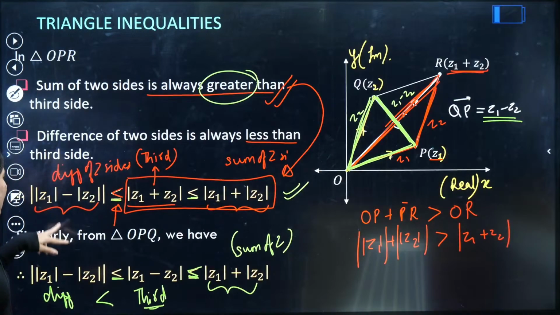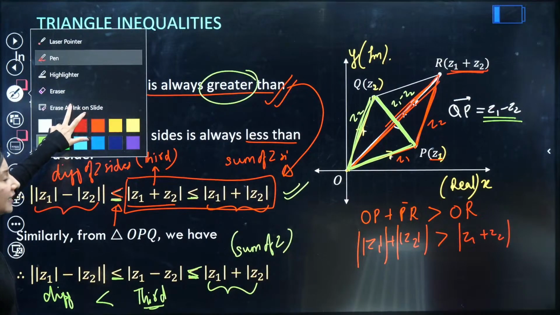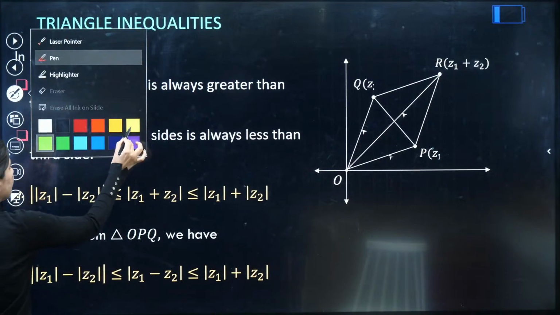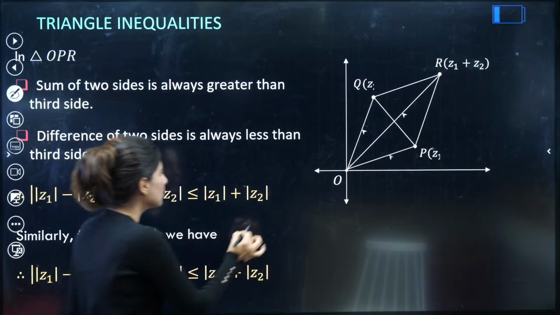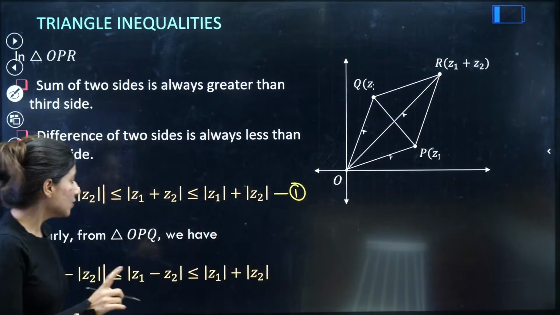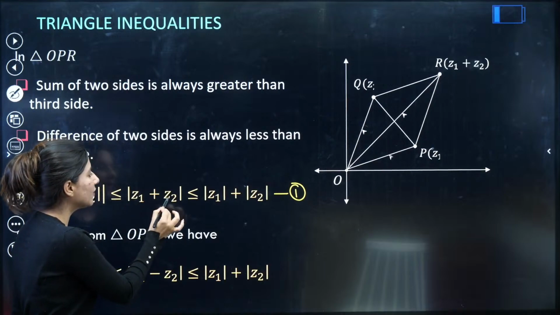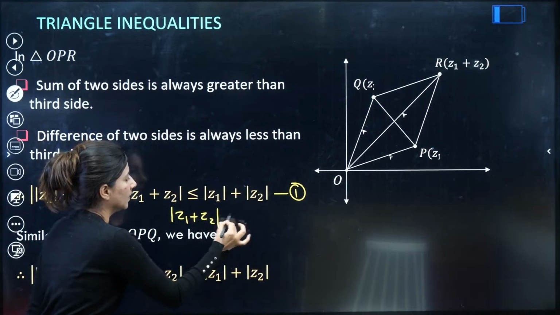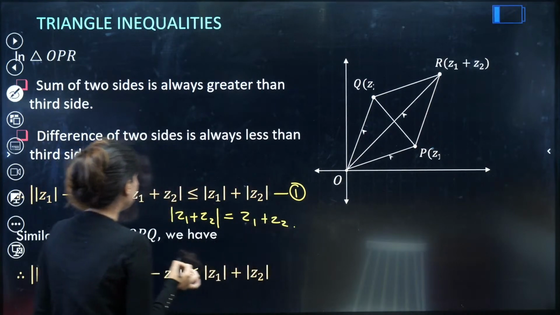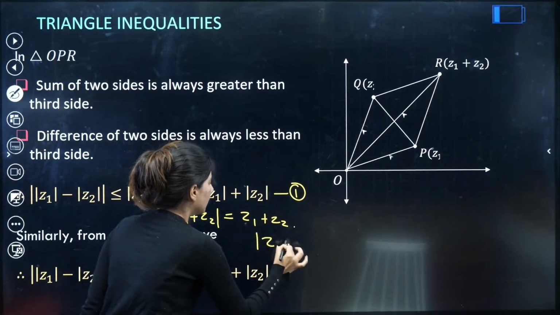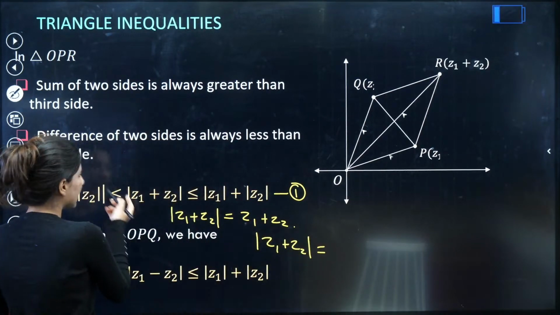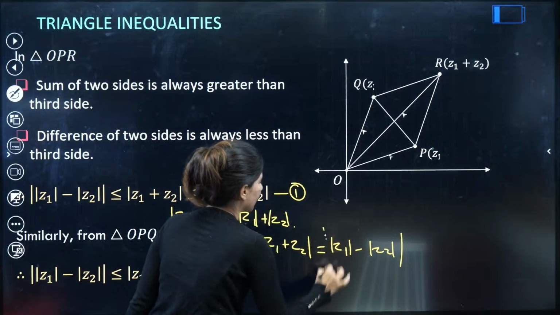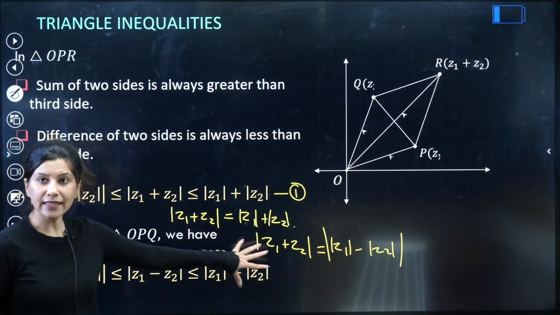Now let me delete all the markings over here. So basically, let us only talk about the first inequality right now. There are two equalities, right? Mod Z1 plus Z2 can be equal to mod Z1 plus mod Z2, and mod Z1 plus Z2 can be equal to, can you see, mod Z1 minus Z2 as well. So these two equalities I can clearly see.